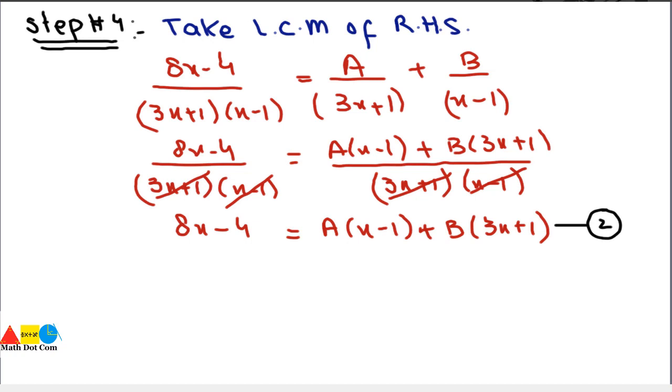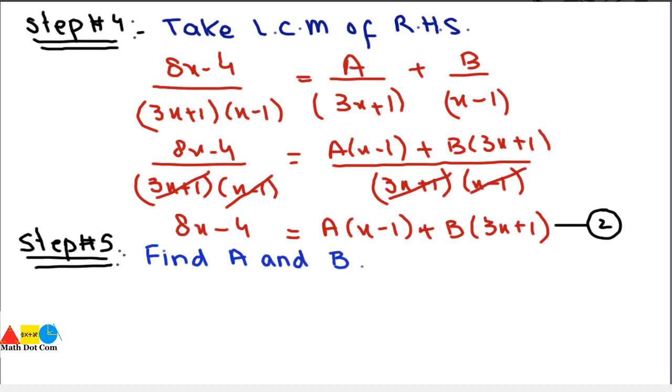Now we have to move towards step number 5, that is we have to find the value of a and b. These are the unknowns in equation number 2, so we have to find them. How can we find them? Let's see. We can find a and b by making use of the factors that we found in step number 2. The factors were 3x plus 1 equals 0 and x minus 1 equals 0. If we solve these factors, we will get the roots. By making use of those roots, we can find the value of a and b.